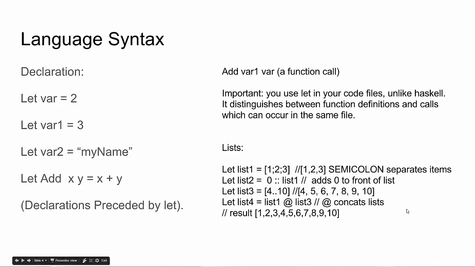A lot of the syntax in F# is similar to Haskell. For example, you declare variables the same way, except you need to use the let keyword in your code files. Lists are also a little bit different. You separate your list with the semicolon. The cons operator is double colon, and the concatenation operator is the @ symbol. So those are some different things.